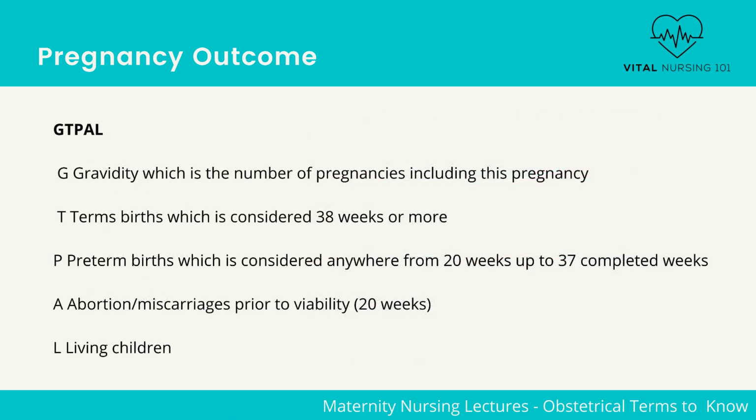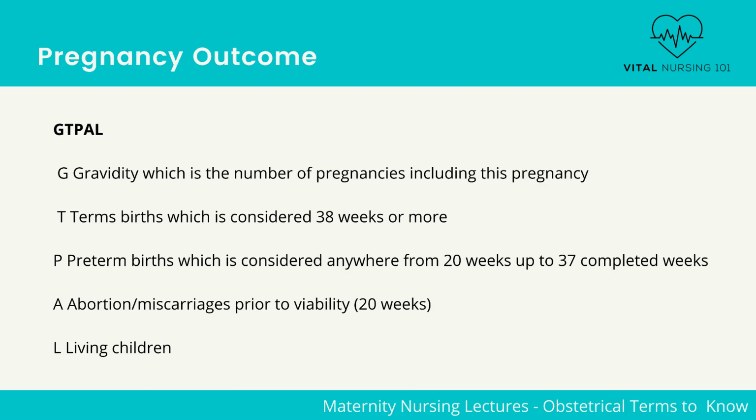GTPAL is a 5-digit system. This is a must-know for the NCLEX. It's important to know what each letter means. Let's start with G. G means gravidity, which is the number of pregnancies, including the current pregnancy.